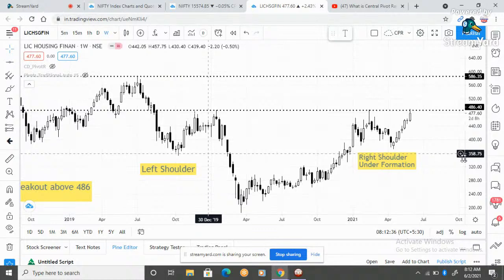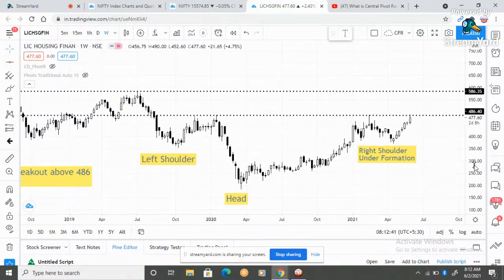You can clearly see this counter has formed a bullish inverse head and shoulder. This is the left shoulder, then the head, and now this is the right shoulder. I can see the neckline is around 486. In yesterday's trading session, you can see the counter made a high of 490.